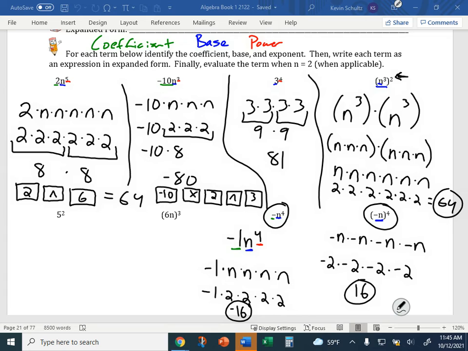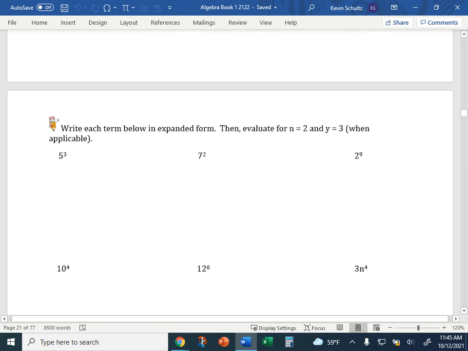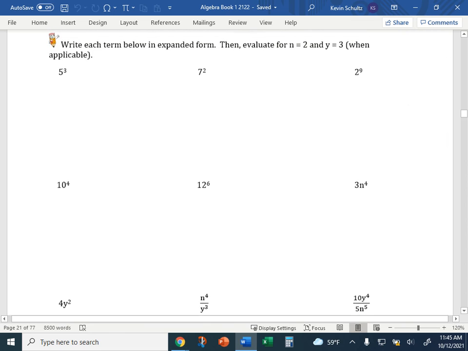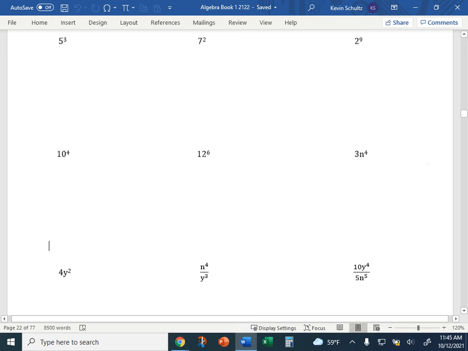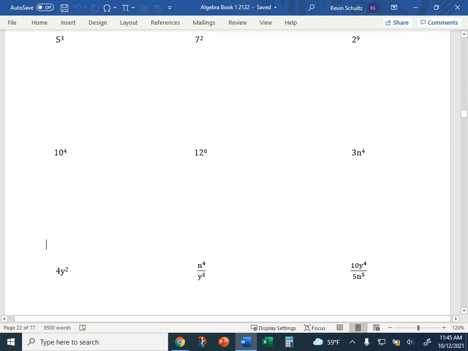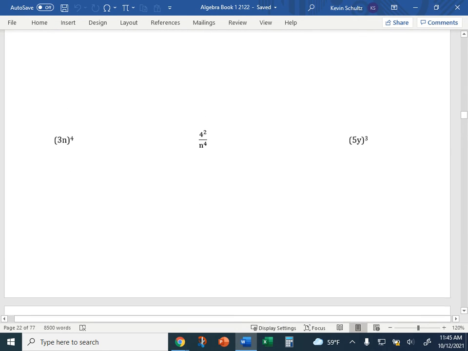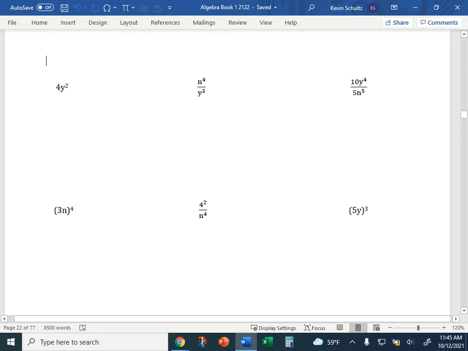All right. Second page. You are asked to do basically what you did on the first page here. It says write each term below in expanded form, then evaluate for n is 2 and y is 3 when you've got variables for n and y. Taking a look at this, are there any that you want to do together? You got some fraction stuff down here. Maybe you want to talk about those. You got some with parentheses. Any that you want to go over? Sasha?